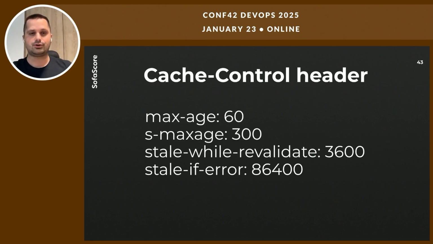There's also cool cache control headers. So max-age is for the end client. s-maxage is for Varnish or any intermediate caching servers. It basically tells it how long it should be in the cache.